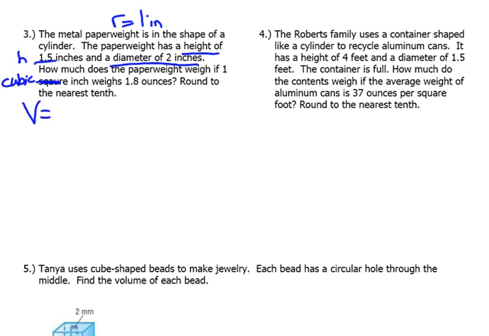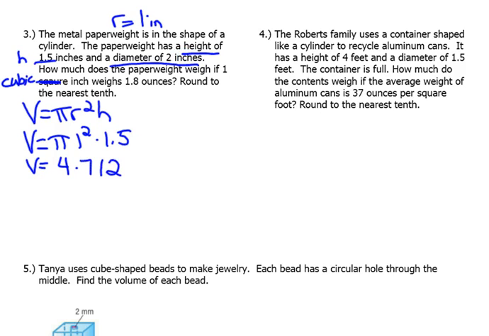So I know my volume is pi r squared h. Pi button, radius we already figured out is 1 squared, height they told me was 1.5. So when I put that in my calculator, we're getting 4.712. I'm not going to round until the end. So this is inches cubed. Well, each inch cubed weighs 1.8 ounces. So this is like a unit rate.